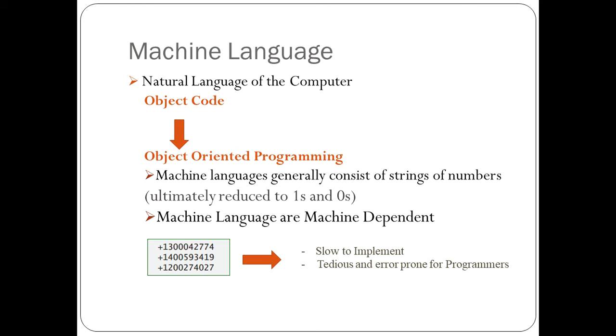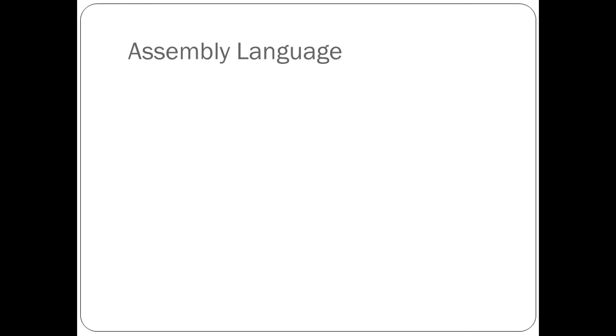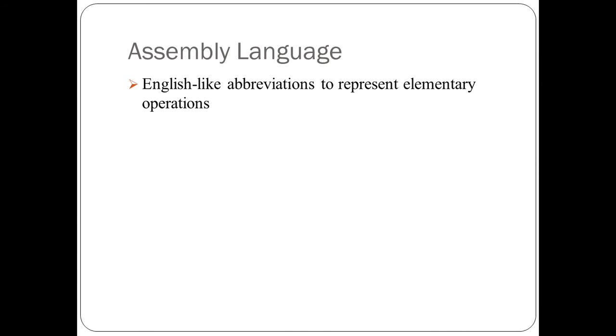Now let us move directly to the next language, which is the assembly language code. The assembly language came to solve the problem of the machine language code. They made it in such a way that the assembly language had English-like abbreviations. These English-like abbreviations were termed the assembly language. So they had to come up with abbreviations for the machine code, then named it assembly language.